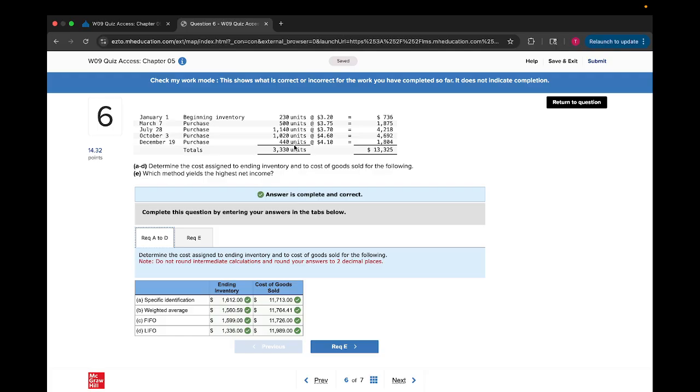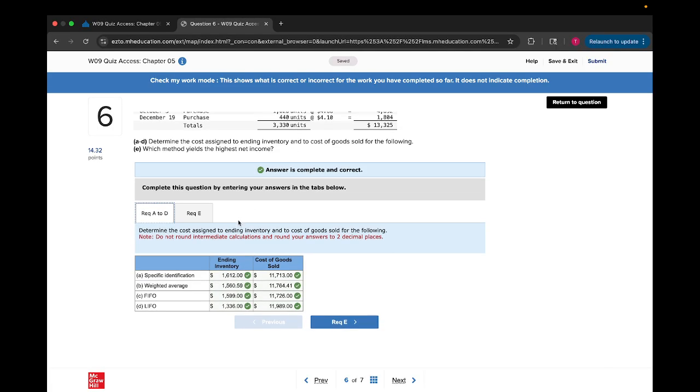To calculate the ending inventory, we take the 390 and multiply it by the cost that was given, that 410. We do that on calculators, and it should give us 1,599. That would be our ending inventory. Cost of goods sold is pretty simple. It's the total cost, which is 13,325, minus the ending inventory we just got. We do that, and it will give us 11,726. Pretty straightforward there.